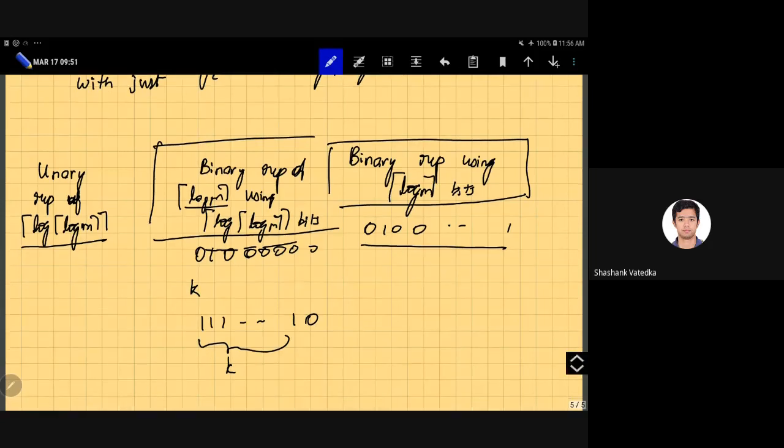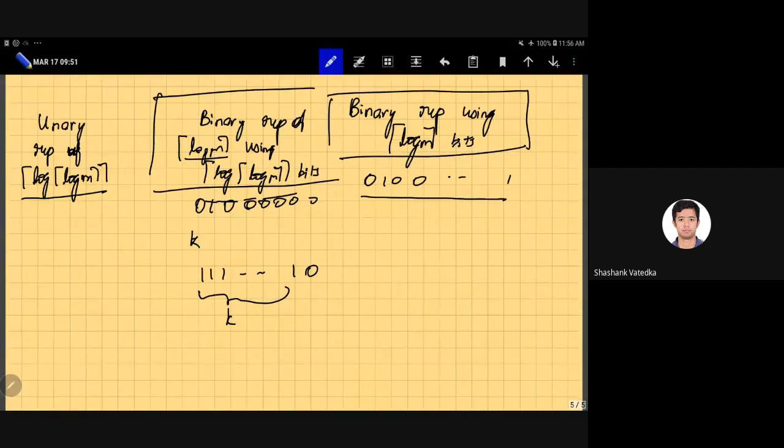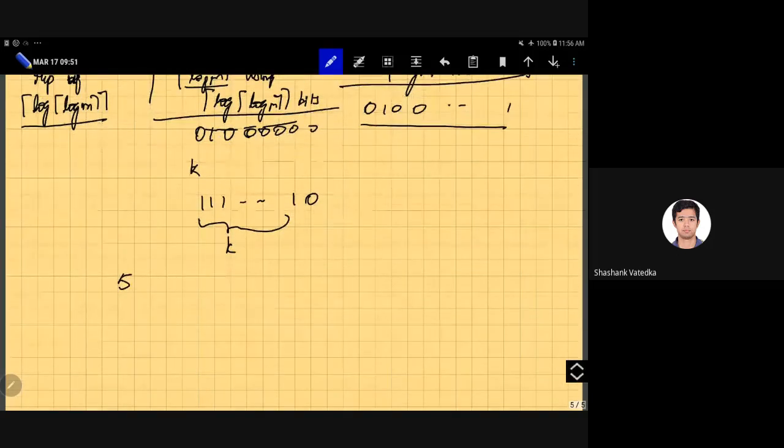Right, so the unary representation is the following. If you want to represent a number, say 5, you can represent it in unary by storing 5 ones followed by a 0. To decode, you just count the number of ones which occur before a 0.